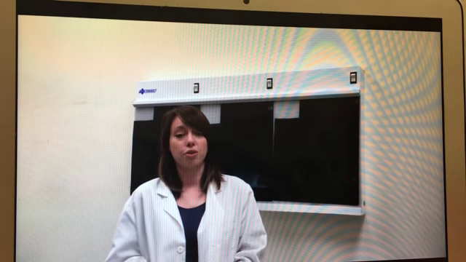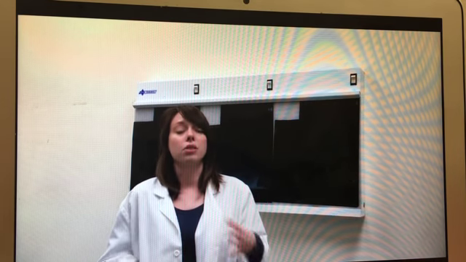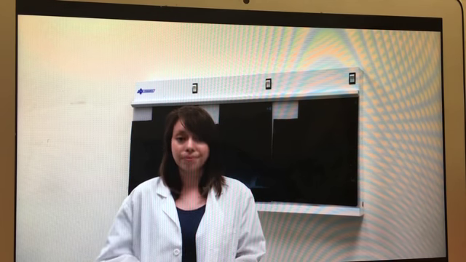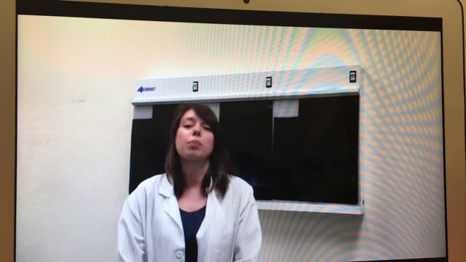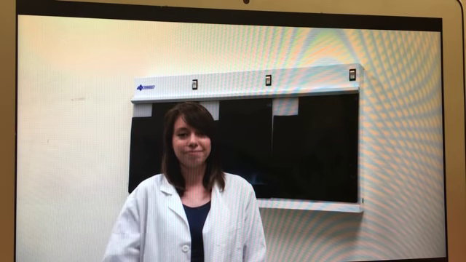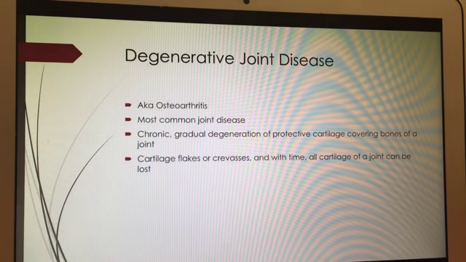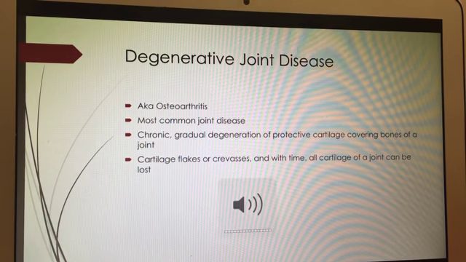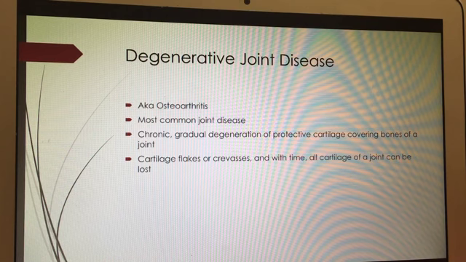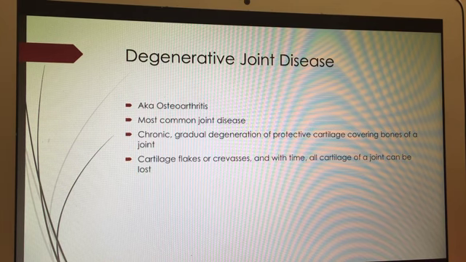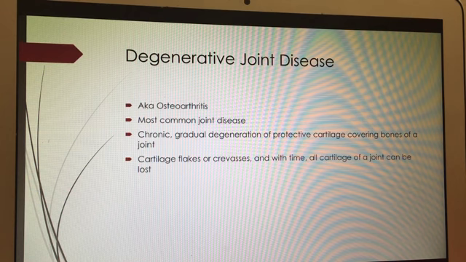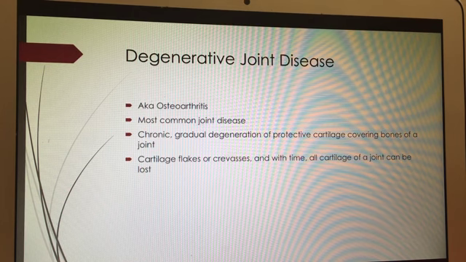There is no acute fracture or dislocation in the knee, but there's a lot of pathology going on that was pre-existent. Before we look at the radiographs, I'm going to talk to you guys a little bit about osteoarthritis. Degenerative joint disease is also known as osteoarthritis. It's the most common joint disease and is characterized by chronic gradual degeneration of the protective cartilage covering the bones of a joint. The cartilage flakes or crevices, and with time, the cartilage of a joint can be lost. And so in later stages of arthritis, there is a lot of bone-on-bone articulation, which is painful for the patient.